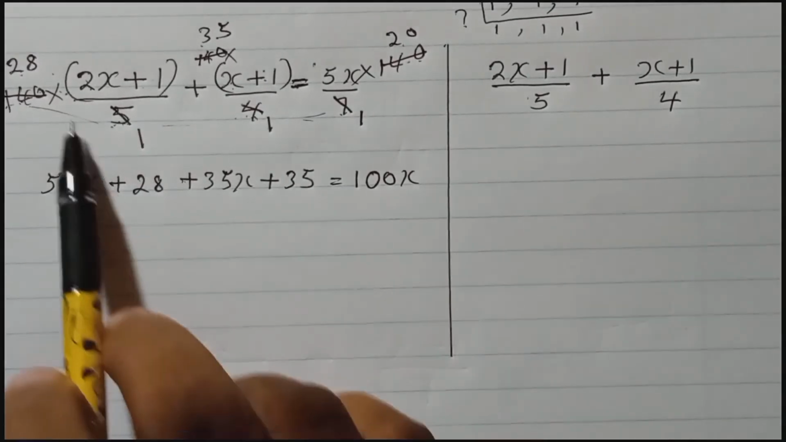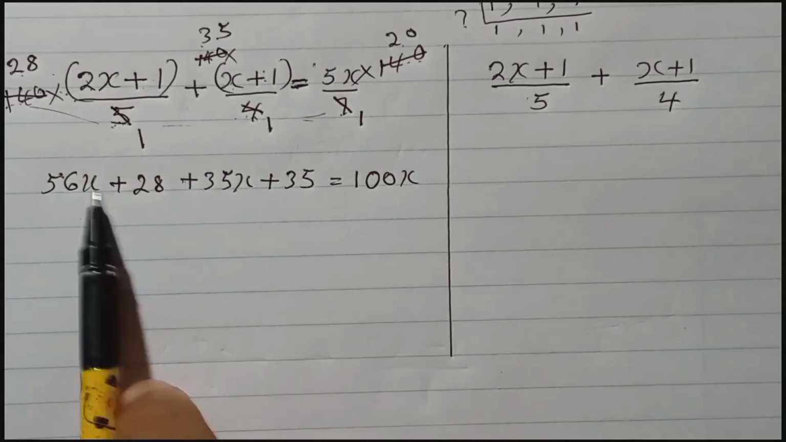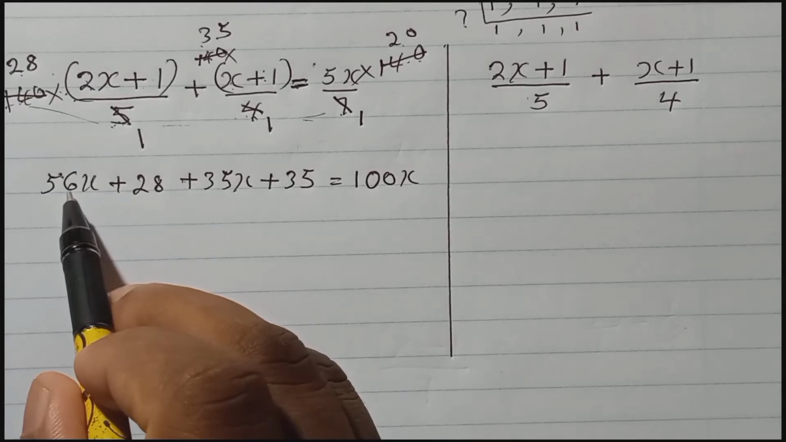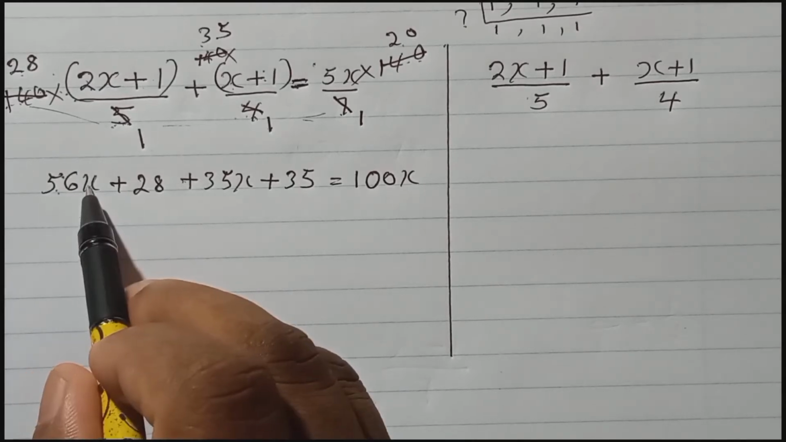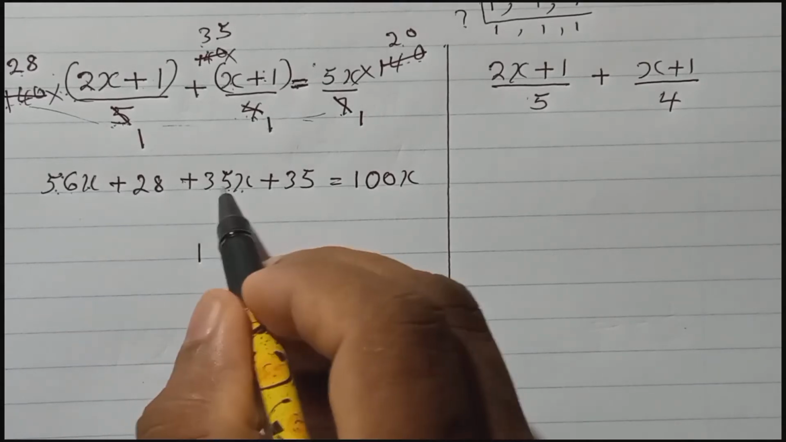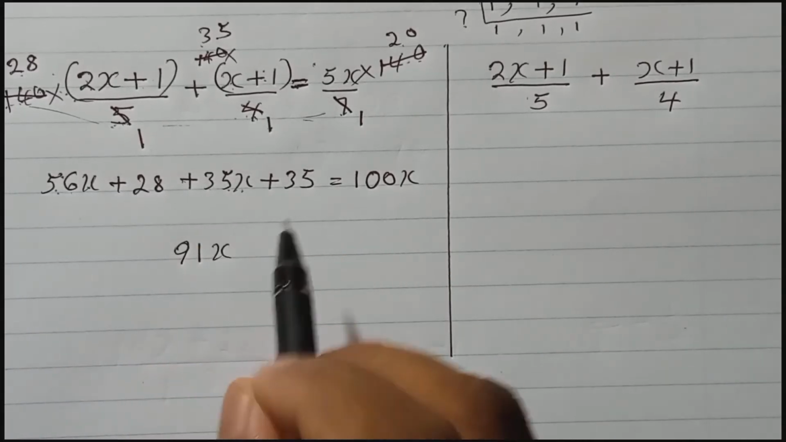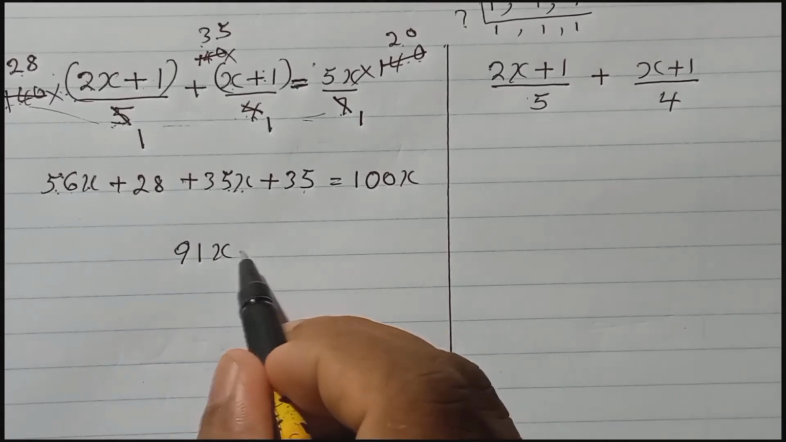Now look, we removed all the denominators, we get a normal equation now. Now you have to solve this. Okay, let's see. 56x plus 35x. What is the answer? Here it will be 91x. 35 plus 20. What is the answer?